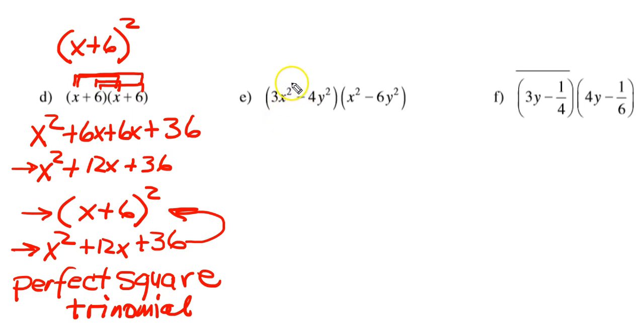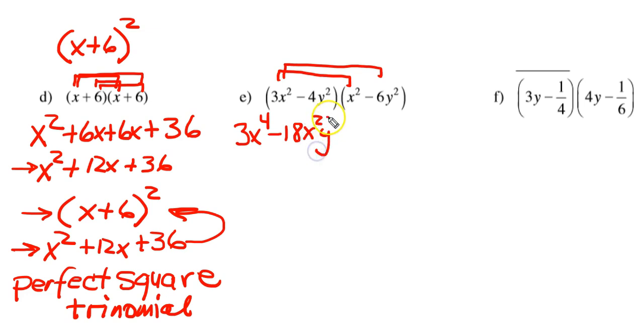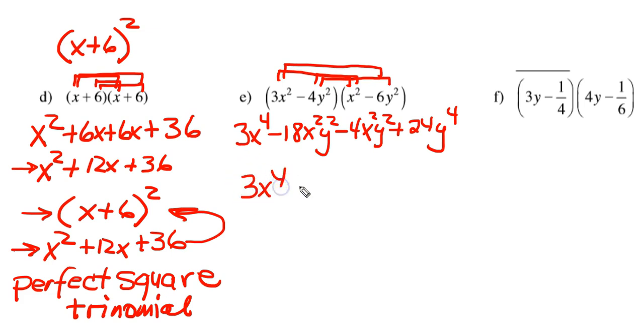Okay, now let's FOIL this one and see what we get here. First will be 3x to the fourth. Outers is a negative 18x squared y squared. We do our inners. We get a negative 4x squared y squared. And when we do our last, we get a positive 24y to the fourth. Now notice we still have like terms in the middle that we need to combine. So we get 3x to the fourth minus 22x squared y squared plus 24y squared.